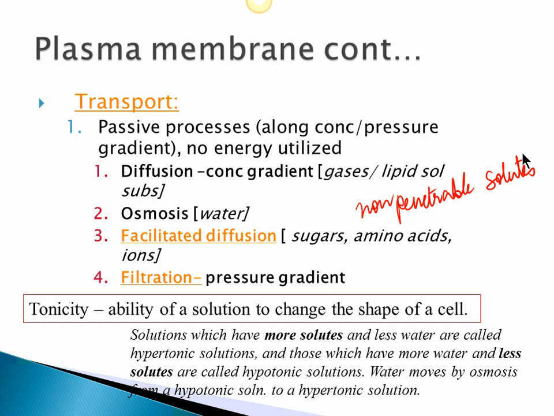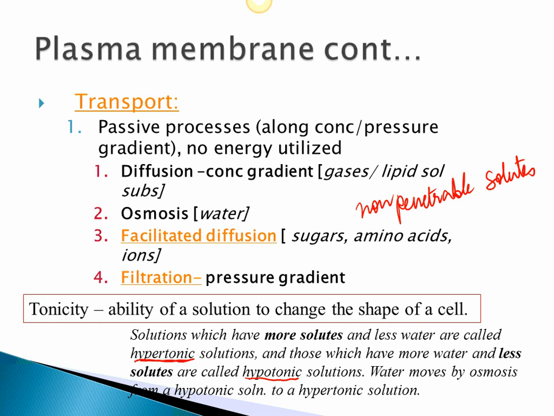So solutions which have more solutes in it, that means they have less water. So they have more solutes but less water. Such solutions are known as hypertonic. Those solutions which have more water and less solutes are known as hypotonic. Less solutes and more water is hypotonic.